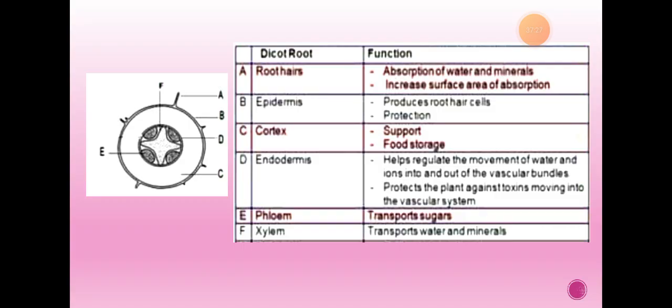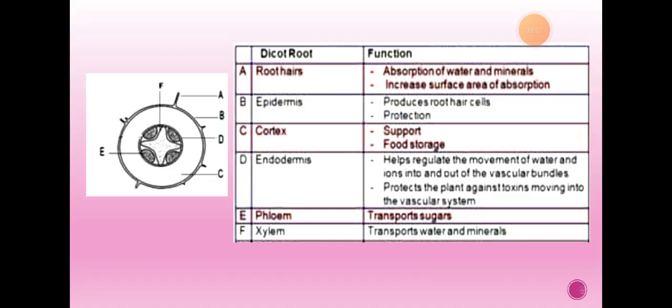Now coming to the function of the phloem: it transports sugars. Sugars here means all the glucose, all the food particles required by a plant body and by a human body. It takes all the food and transports that food from the roots or from the soil to the leaves or to the stem. So this is the function of the phloem.